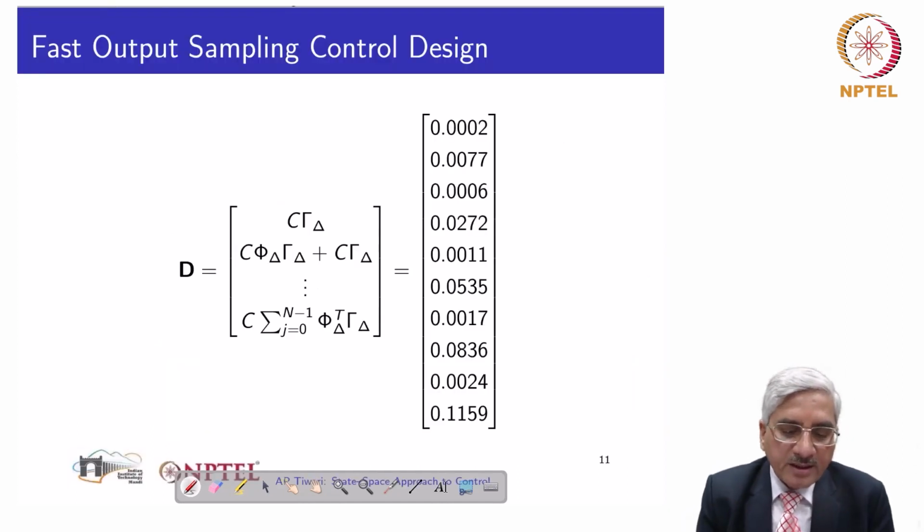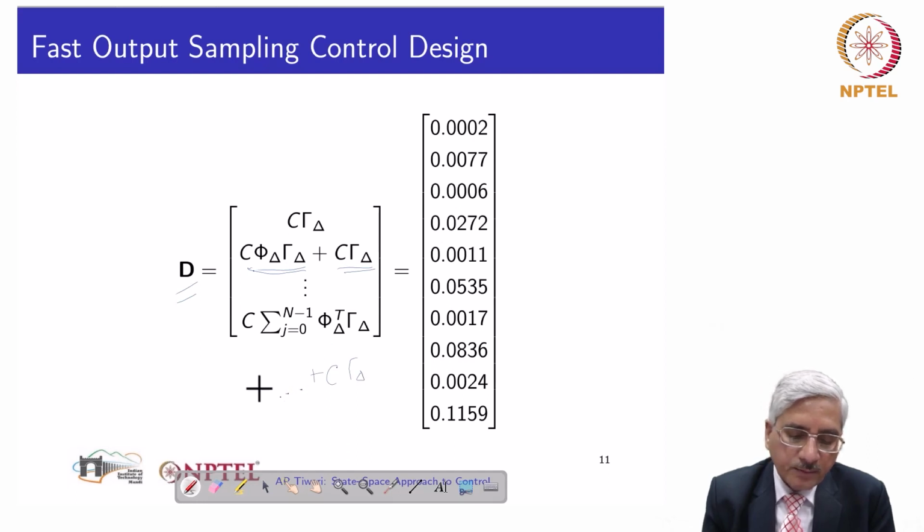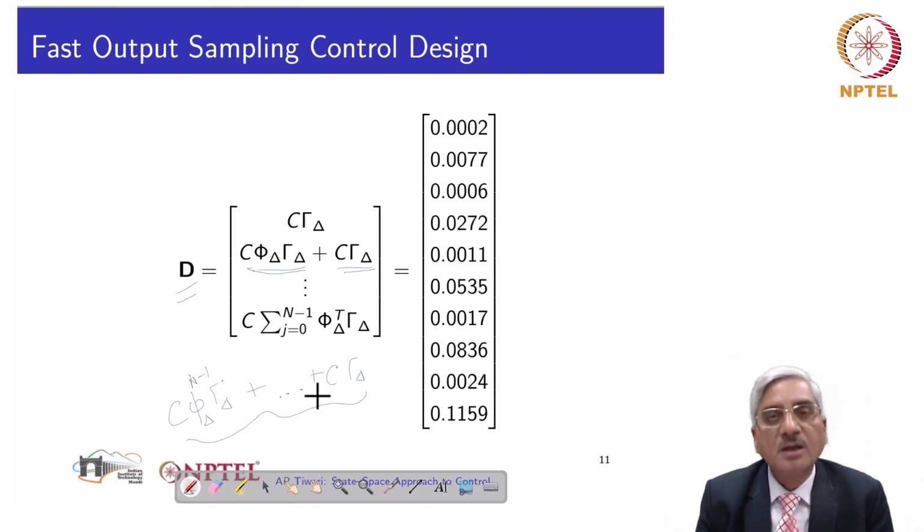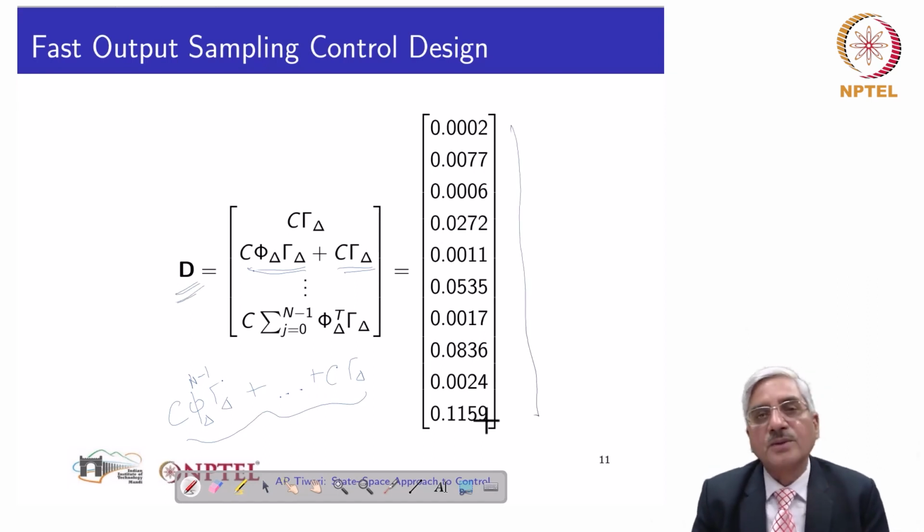We obtain the D matrix next, which is C into gamma delta, then C into gamma delta plus C into phi delta gamma delta, and so on, up to C into phi delta power n minus 1 into gamma delta. This summation, and this boldface D comes like this for the nuclear reactor for the values of phi delta and gamma delta which were there in one of the preceding slides.